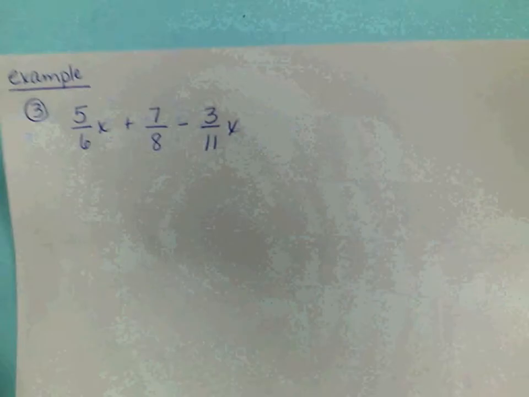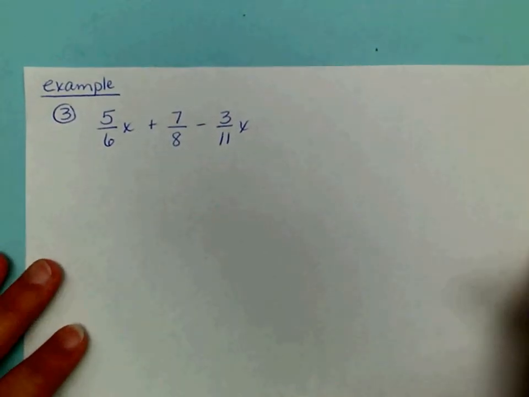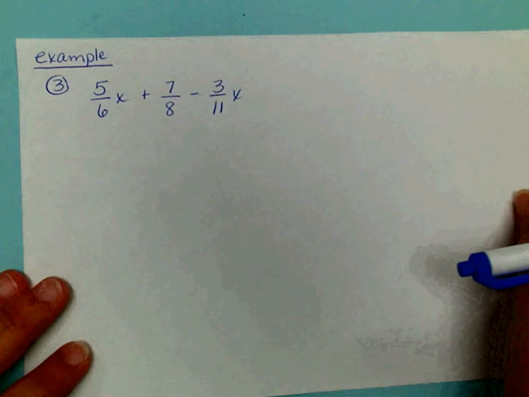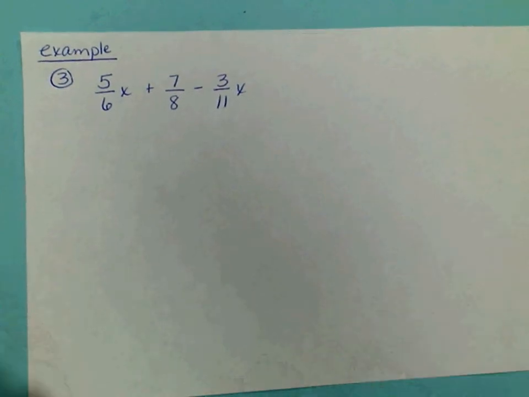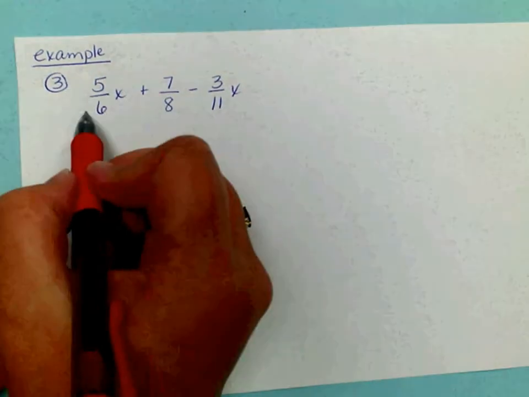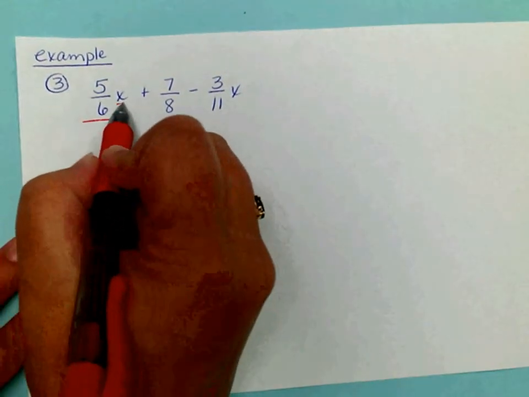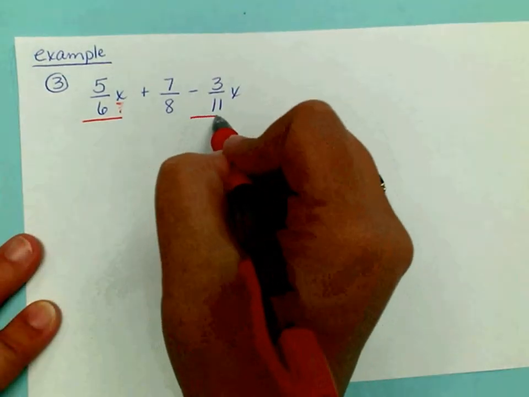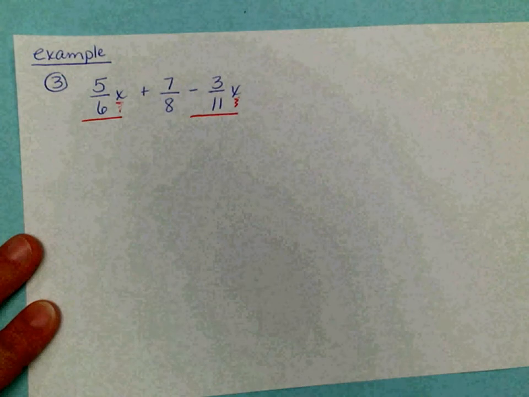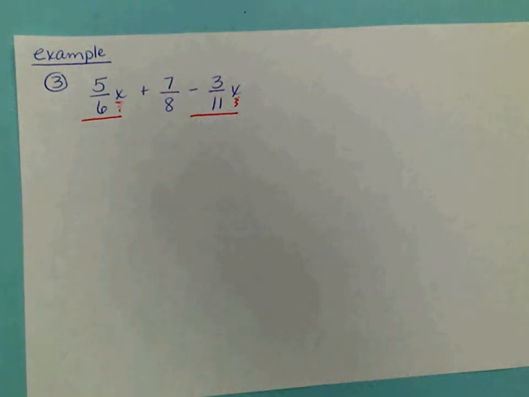Last example, and this one actually has some fractions inside of it. So what do we do when there's fractions? Well, it's still the same thing. We want to check to see, are there any like terms? So this first term that we have here has that variable of x in it. And if you look at the very end, there's another term with that variable of x. So we've got to take our 5/6 x and subtract 3/11 x.